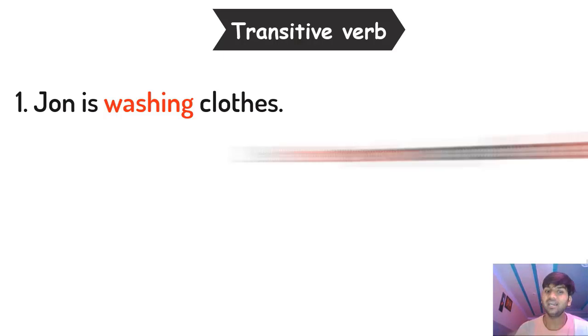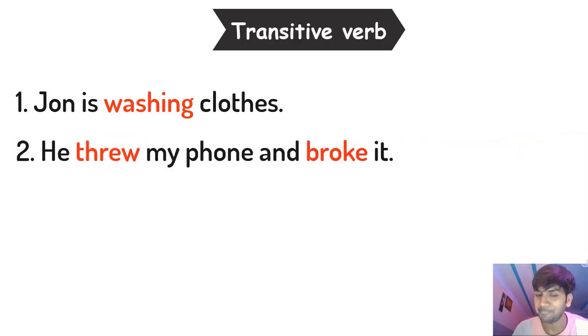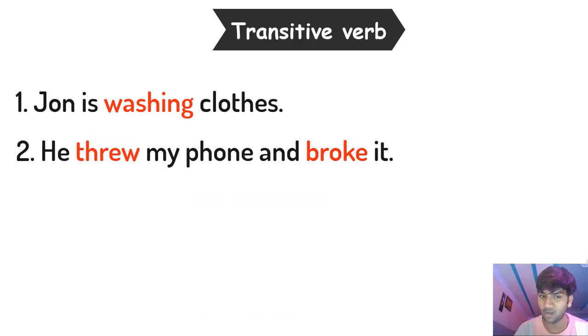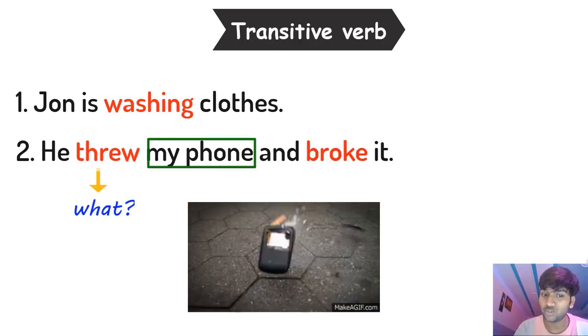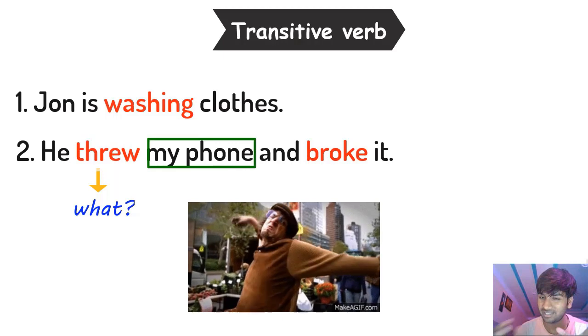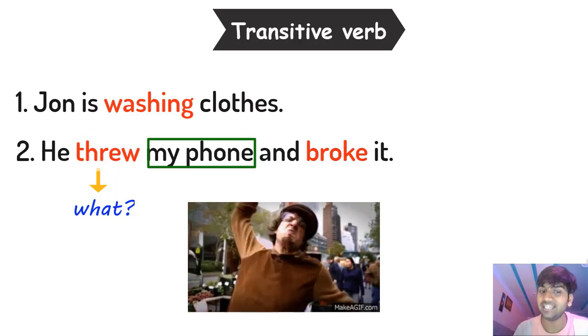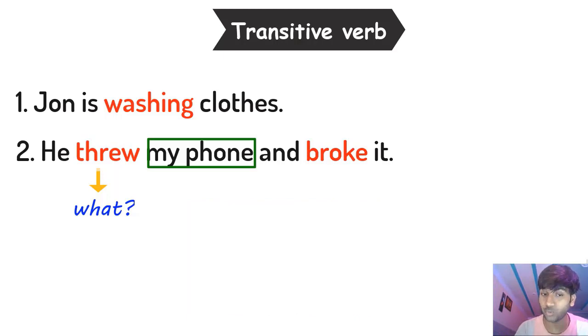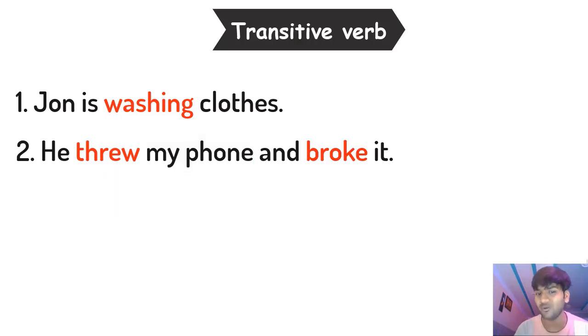Next example. He threw my phone and broke it. Now, throw is an action verb. You can throw something, right? Whatever you throw is the object of the verb throw. So he threw what? My phone. So something is receiving the action of throwing directly. So my phone is the object of the verb threw. So threw is a transitive verb here. It has an object which is my phone coming right next to it.